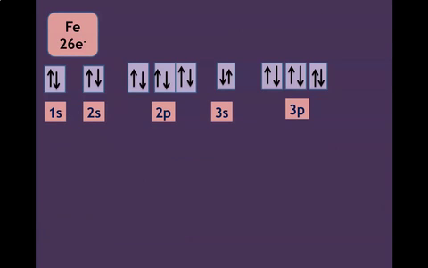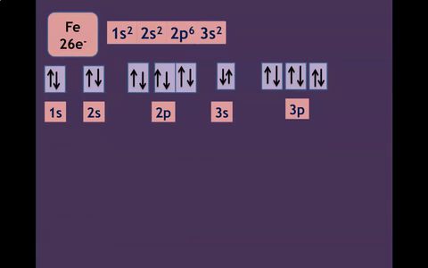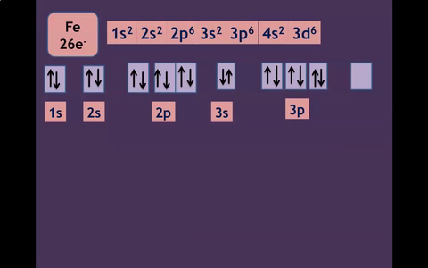With iron, I already have part of it drawn here. I have 26 electrons, so I have 1s2, 2s2, 2p6. That's my first 10 electrons right there. Then I'm going to overflow into my 3s2, 3p6. Then it goes to 4s2, 3d6. Now I'm at 26 electrons.